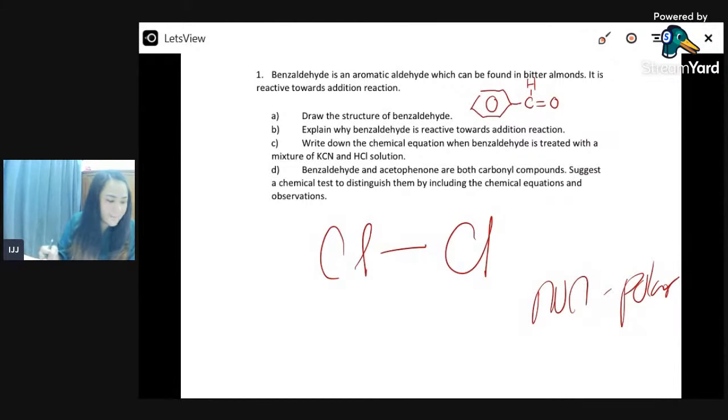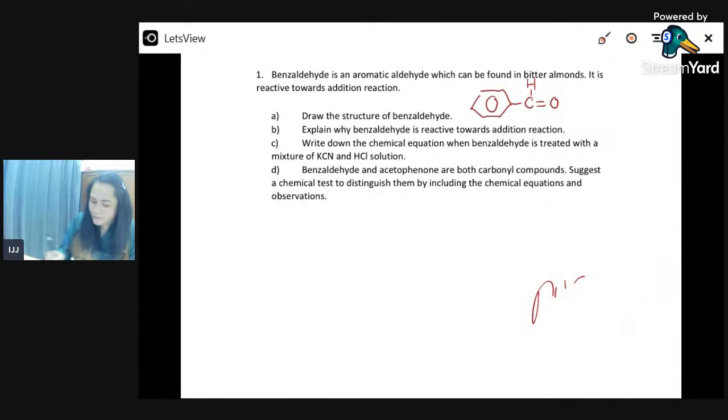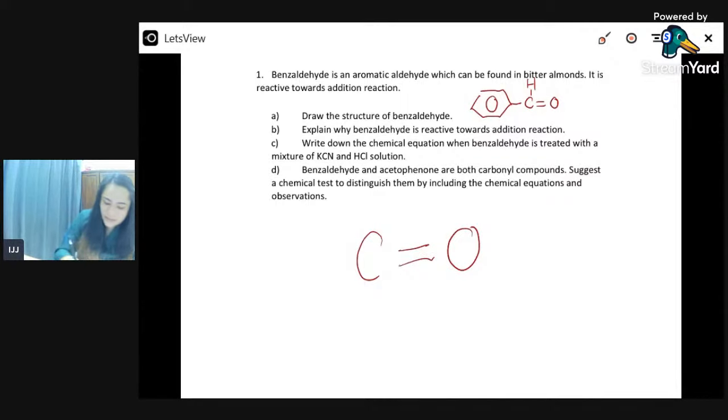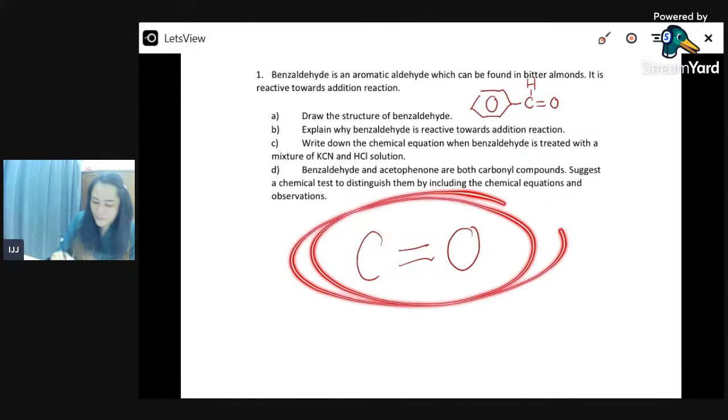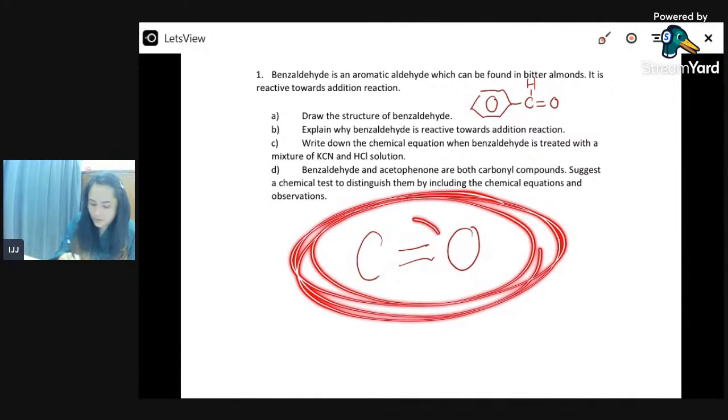Kenapa kita cakap carbonyl functional group itu polar? Kenapa itu carbonyl functional group itu polar? Kenapa kita panggil dia polar? This functional group, why do you call this functional group as polar? Why is it polar? Why is the bond polar?